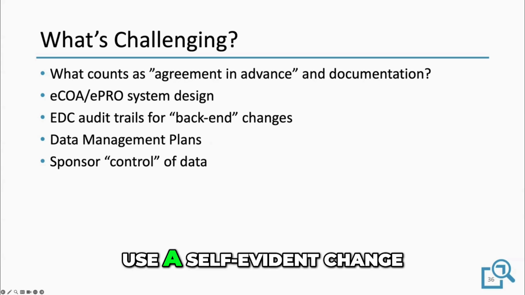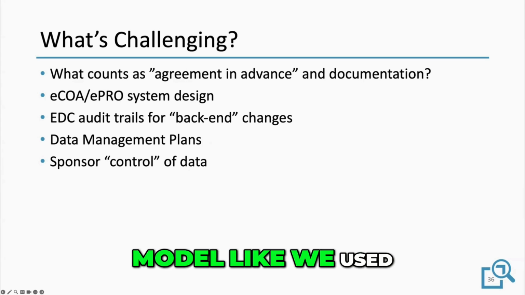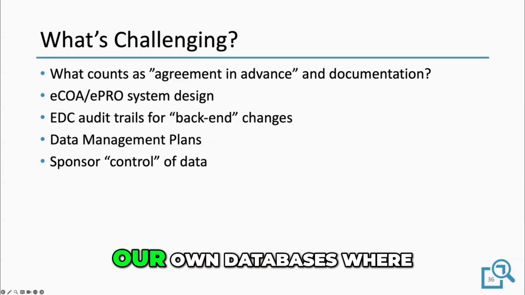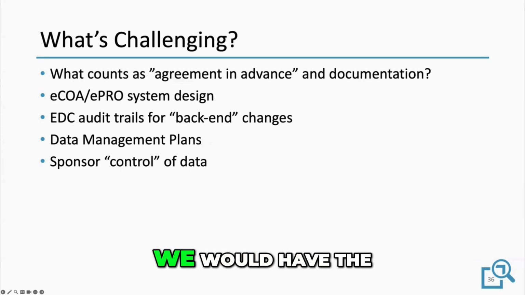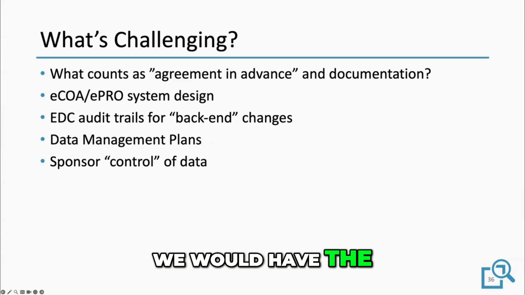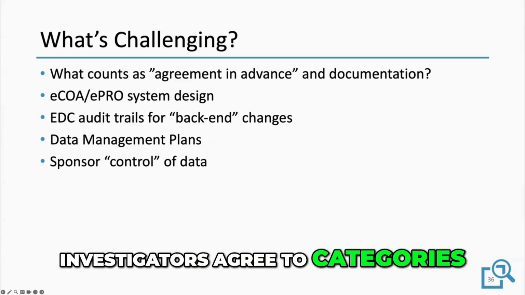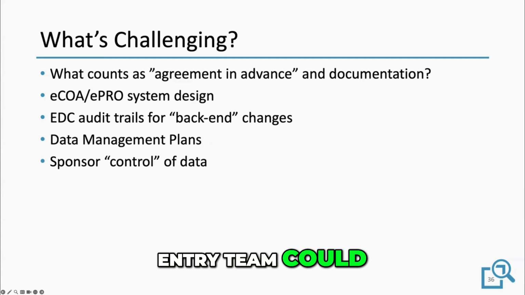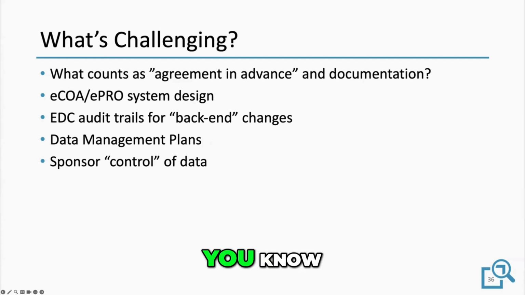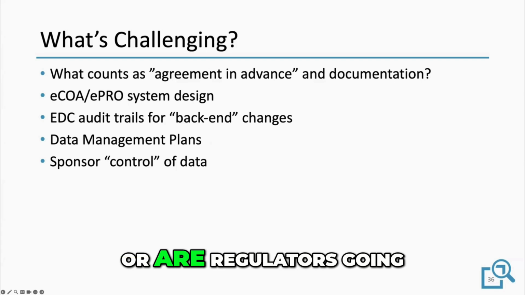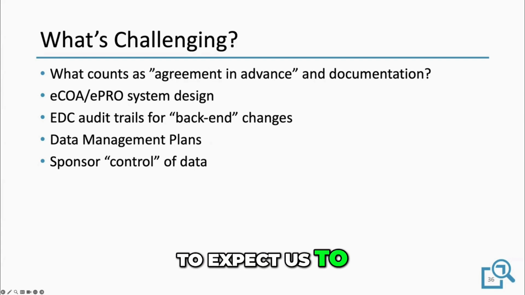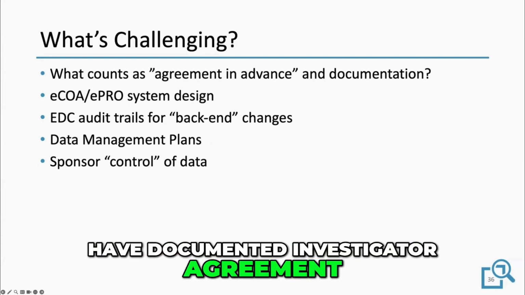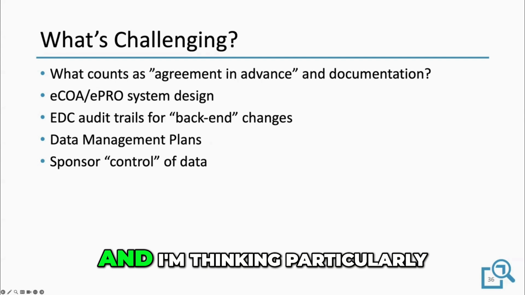Are we going to use a self-evident change model like we used to have when we were entering data into our own databases, where we would have the investigators agree to categories of changes in advance, and then the data entry team could correct a date if it was evident that the month and year were mixed up or something like that? Or are regulators going to expect us to have documented investigator agreement for each individual change before it is made?